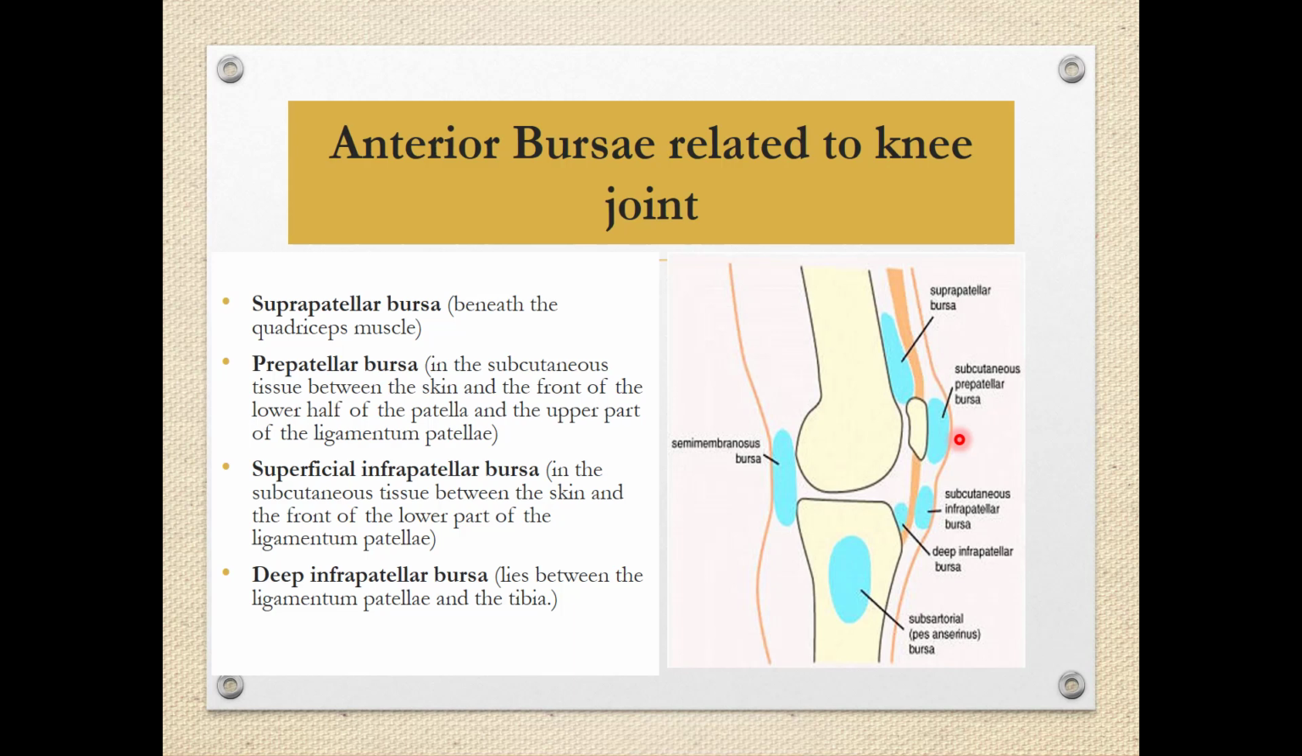Then there is the superficial infrapatellar bursa. See here, this is also subcutaneous and it is between the skin and the front of the lower part of the ligamentum patelli. This is the ligamentum patelli. It is in front of the ligamentum patelli. Then we have the deep infrapatellar bursa. It lies between the ligamentum patelli and the tibia. So this is a very good diagram which is showing you the anterior bursa related to the knee joint.